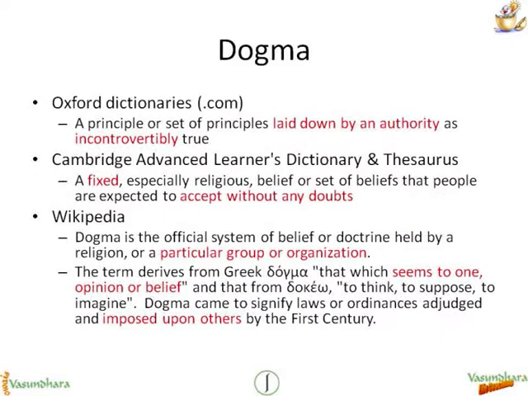Let's try some other definition. Might be easier. Well, the definition of dogma. Oxford says, a principle, a set of principles laid down by authority as incontrovertibly true. Ooh, big word, incontrovertibly true. I think we need a definition for that. Well, basically it means beyond doubt. Other keywords: fixed, accepted without any doubts, of a particular group or organization, opinion, belief, imposed upon others.